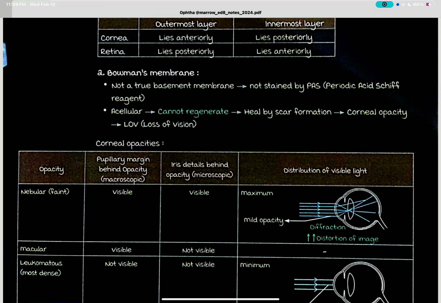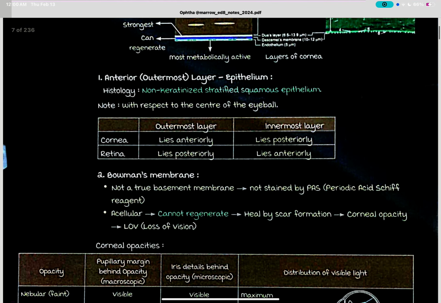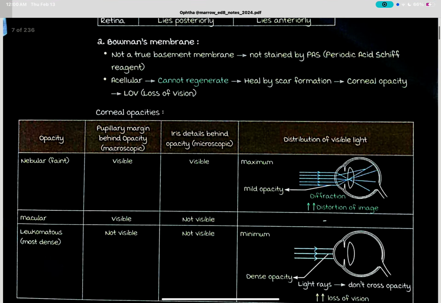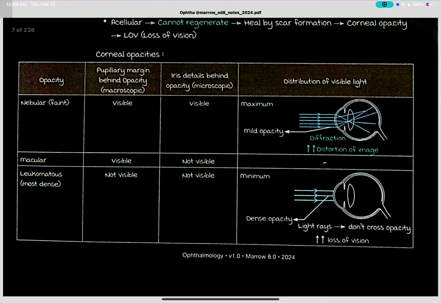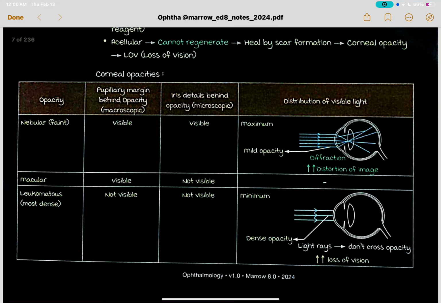Acellular, cannot regenerate, heals by scar formation, corneal opacity, loss of vision. So here it said can regenerate, so that's wrong. Bowman's membrane cannot regenerate and it will heal by a scar causing vision loss in that area. Corneal opacities: there are 3 types, nebular, macular, and leucomatous.